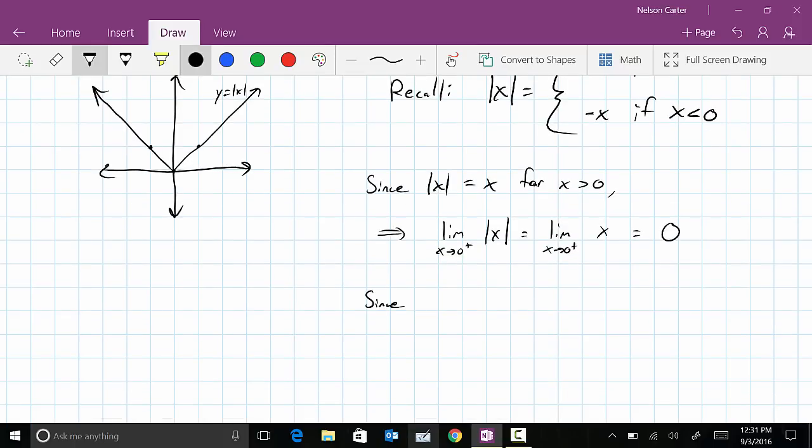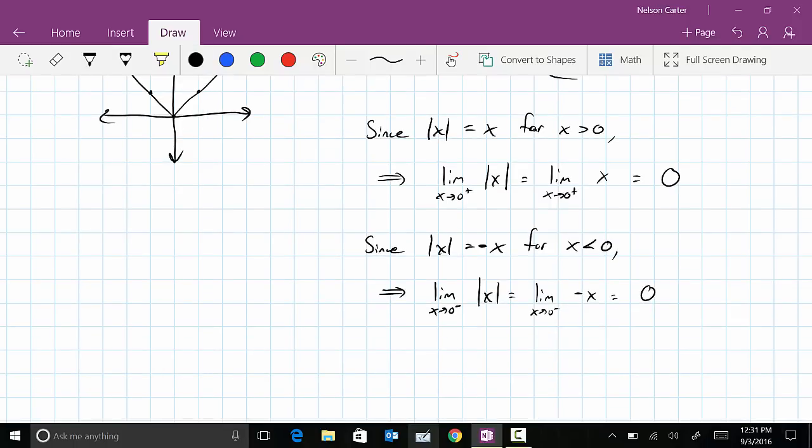Now, since the absolute value of x is equal to negative 1 times x for values of x that are less than 0, that implies that the limit as x approaches 0 from the left of the absolute value of x is equal to the limit as x approaches 0 from the left of just negative 1 times x. You don't need to pull the negative out. You just say I'm going to use the direct substitution property. You're going to plug in the 0. You're going to get negative 1 times 0, which is 0.